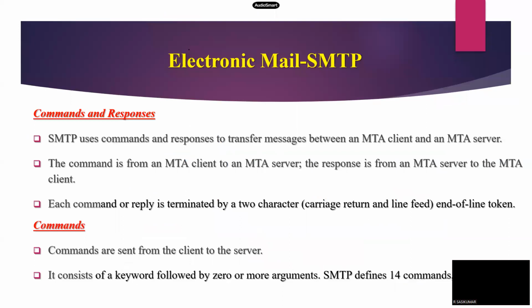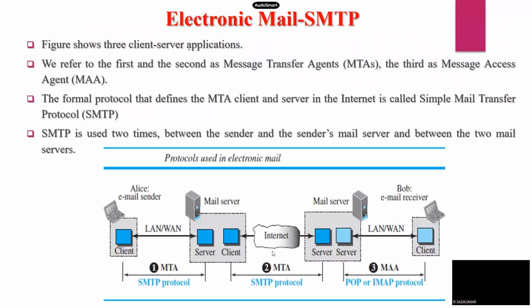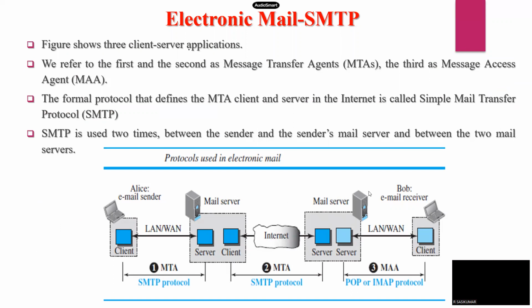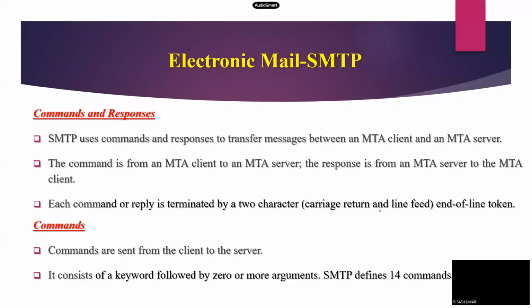In the SMTP protocol, we have a command and a response. What is called a command? The command goes from the MTA client to the MTA server, that is, from the Message Transfer Agent client to the Message Transfer Agent server. This is the first phase, called a command. Based on that command, the server will give the response. Always, the command is issued by the client, and the response is given by the server. The response goes from the MTA server to the MTA client. That is the second phase. Now the server connects to the client. This is a response message.